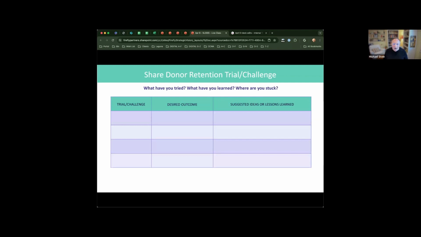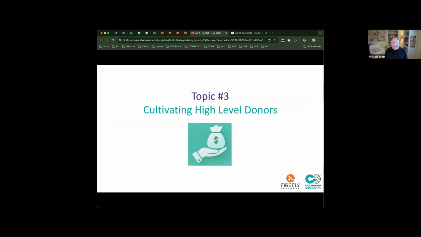Once again, we have our grid here. If you have any comments that you want to share in the chat, we'll get them put in here. What donor retention stories can you share with us? That would be great. I know there's lots of trial and error that goes along with it.